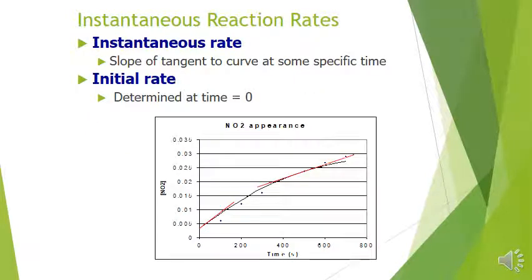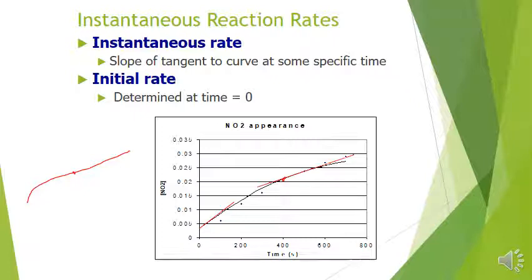Okay, instantaneous reaction rates. This is calculus. If you've had it before, what you do is you just measure. So usually the reaction is a curved line like this here. Okay, so it's curved. What you can do is measure the rate at any point on there, and you can use calculus to do that. All right.